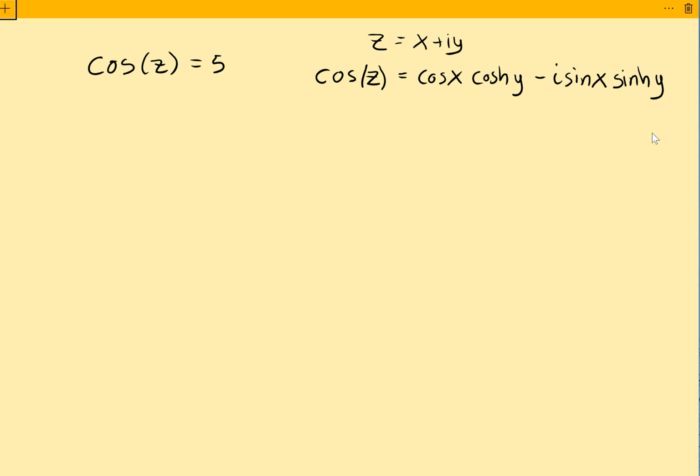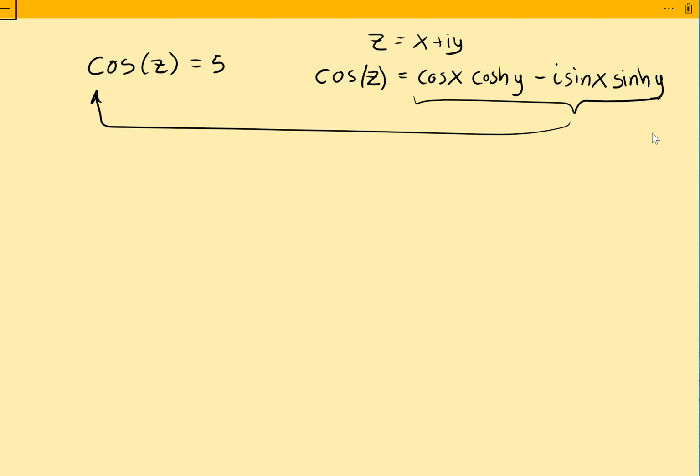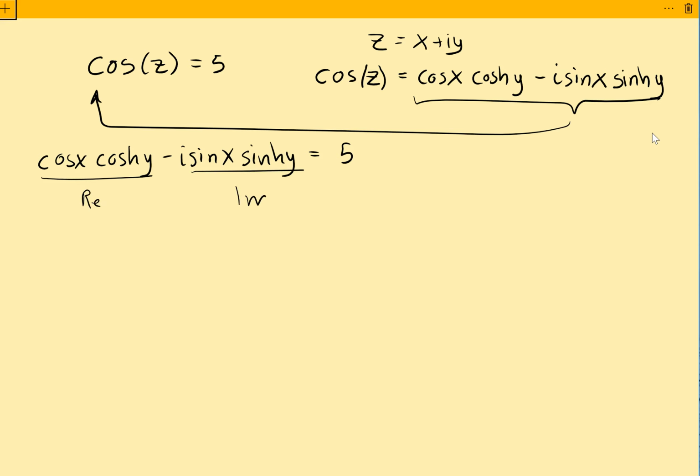What I do is I substitute this part into my equation, and that gives me this equation, which actually contains a real part and an imaginary part. And so does my right-hand side. So this is the real part of my right-hand side, and we could write i times 0, and 0 would be the imaginary part of my right-hand side.